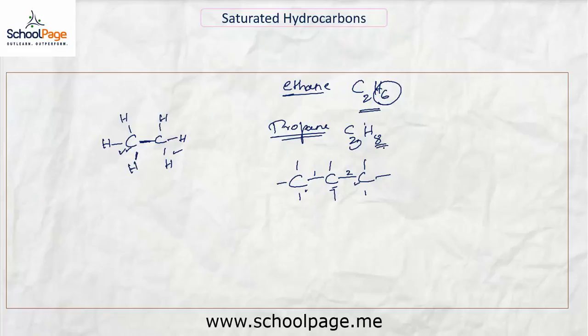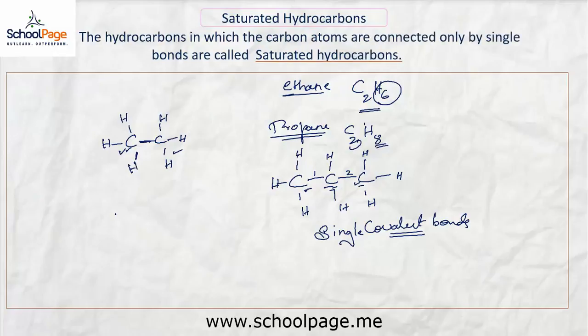Now let us assign the hydrogens: 1, 2, 3, 4, 5, 6, 7, 8. All three carbon atoms have their four valencies satisfied. So there is a single covalent bond present between the carbon atoms. Such hydrocarbons in which the carbon atoms are connected by single bonds are called saturated hydrocarbons.